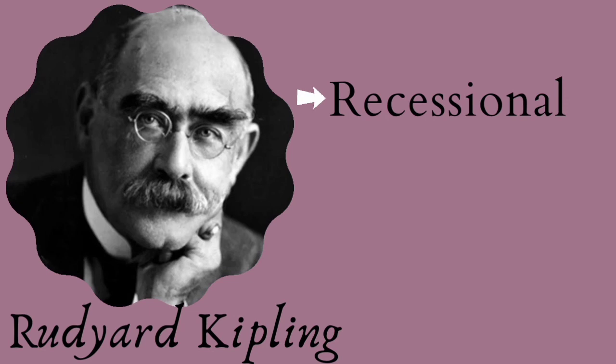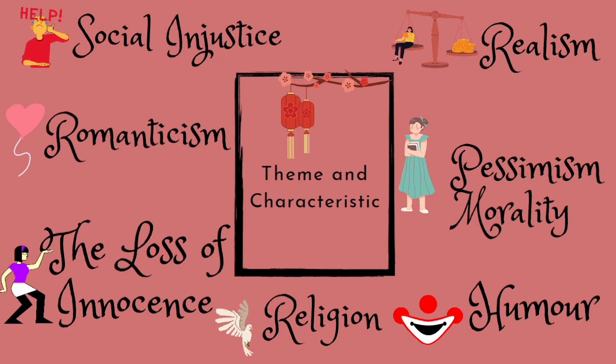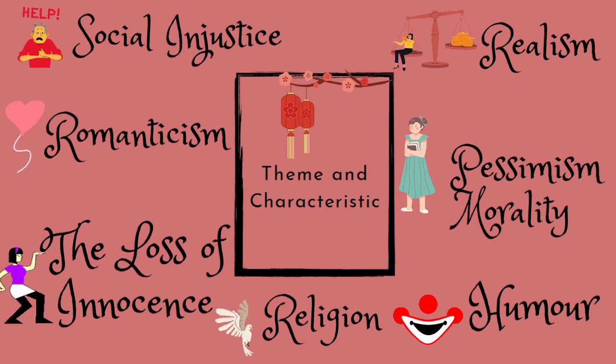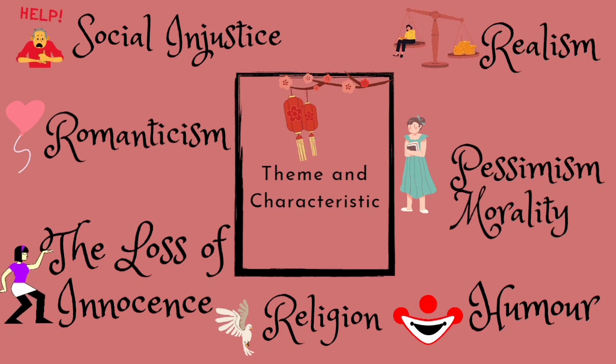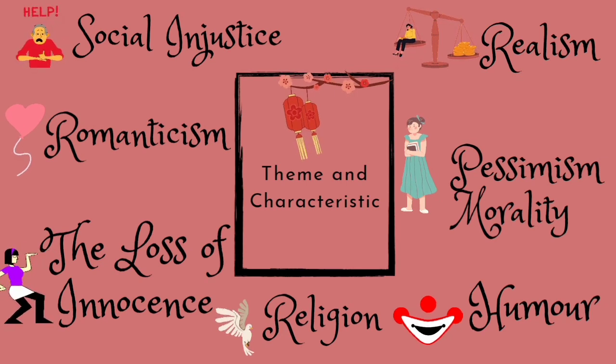Rudyard Kipling. Kipling was born in Mumbai, India on December 30, 1865 and died in London on January 18, 1939. He was an English journalist, short story writer, poet, and novelist. His famous work is Recessional in 1897. Next, the common themes and characteristics written in Victorian periods. These are social injustice, romanticism, the loss of innocence, religion, realism, pessimism, morality, and humor.